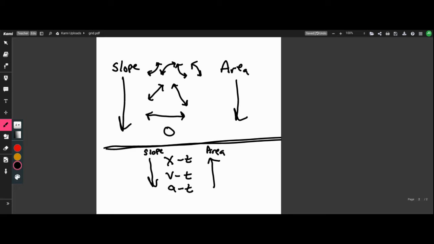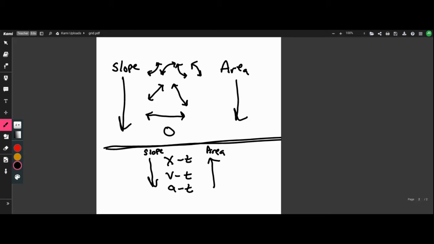Okay, so in your notes, you'll see charts that look like this. I'm going to try to explain to you a little bit about what this is. The bottom should be making some sense to you at this point because you have a position time graph, and when you take the slope of it, you get a velocity time graph. You have a velocity time graph, and you take the slope of it, you get an acceleration time graph. And then the opposite of slope is area.